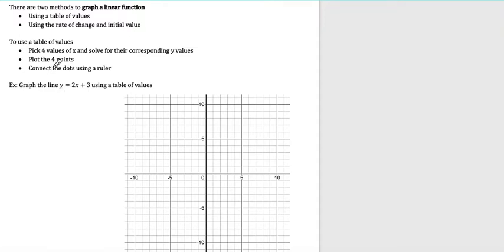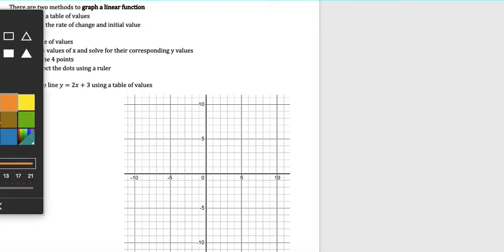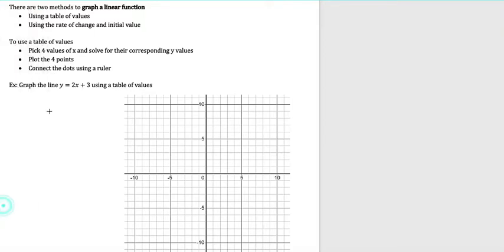Let's look at using a table of values first. So when we're creating a table of values, here's what we're doing. We are going to make a table, and it'll be a little sketch of a table. And what we'll put in this table are some x values and their corresponding y values.